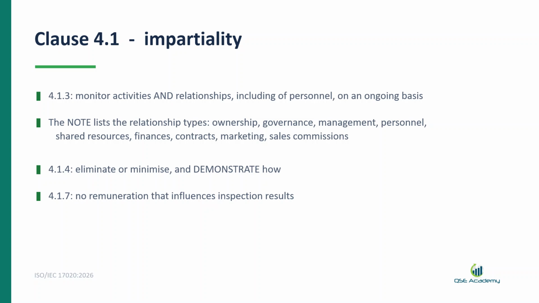4.1.4 is the one people underestimate. If a threat is identified, you shall eliminate or minimize it, and you shall demonstrate how. Demonstrate in writing. And 4.1.7 bans remuneration structures that could influence inspection results. If your inspectors are on volume bonuses, read that clause again.